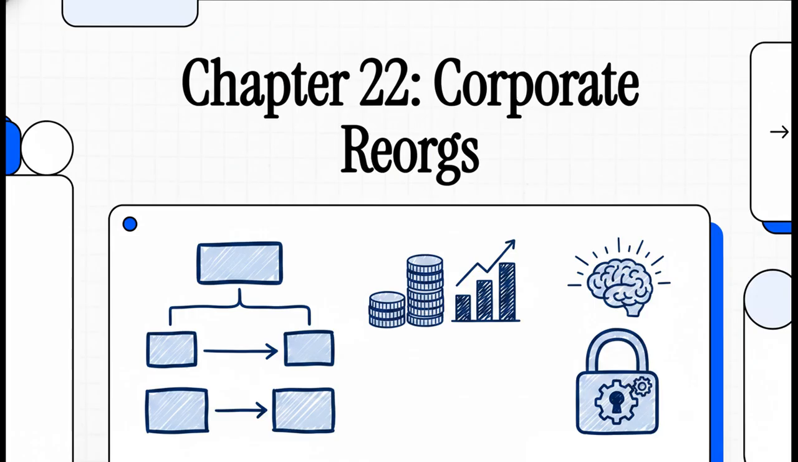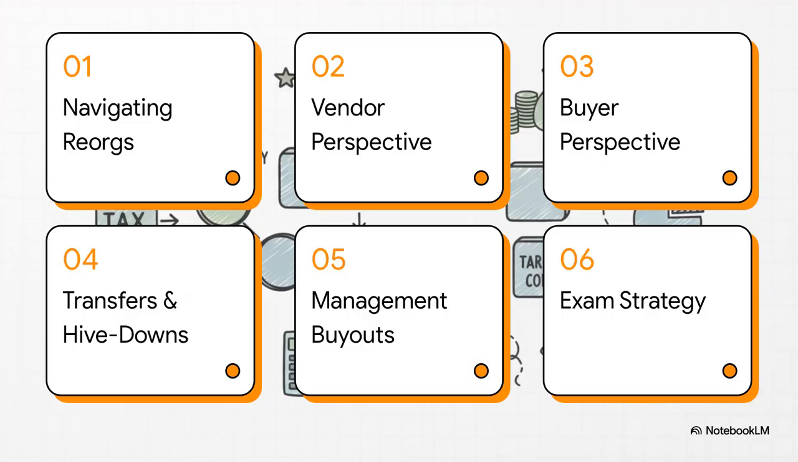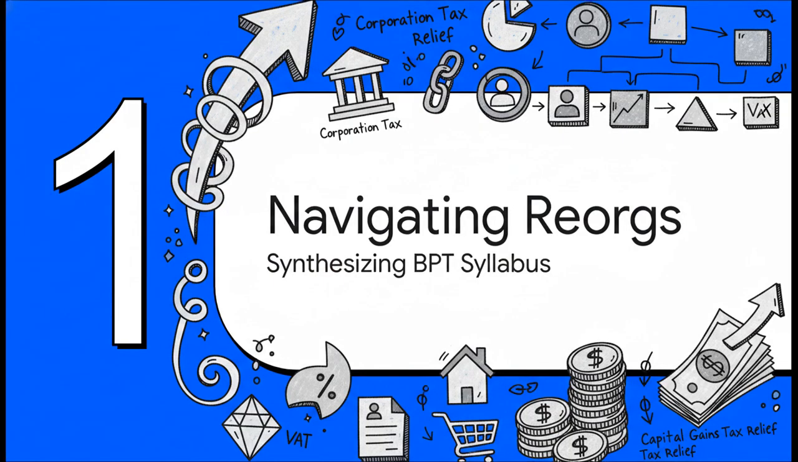Really, this chapter is the culmination of absolutely everything you've learned so far. So let's take our time and get this right. Here is our roadmap for today. We'll start by navigating corporate reorganizations in general. Then we'll look at the vendor's perspective, followed by the buyer's perspective. After that, we'll get into intra-group transfers and hive downs, management buyouts, and we'll wrap up with some crucial exam strategy. All right, part one, navigating corporate reorganizations and synthesizing the BPT syllabus.